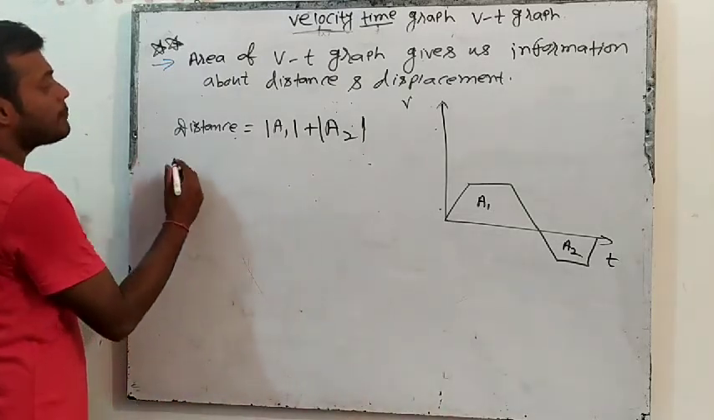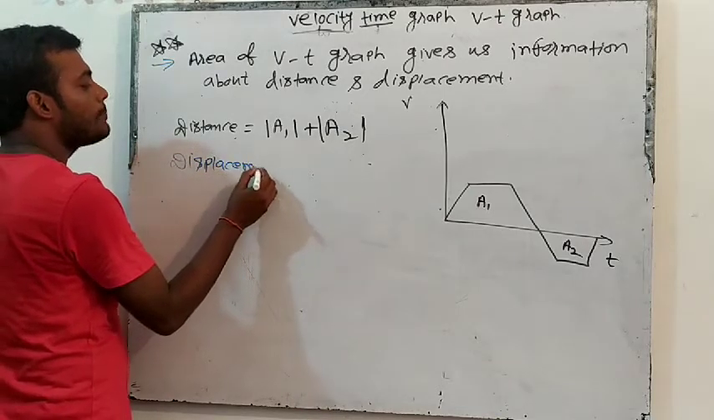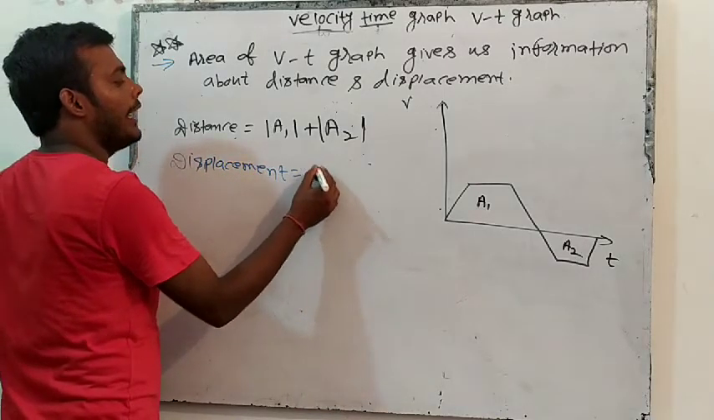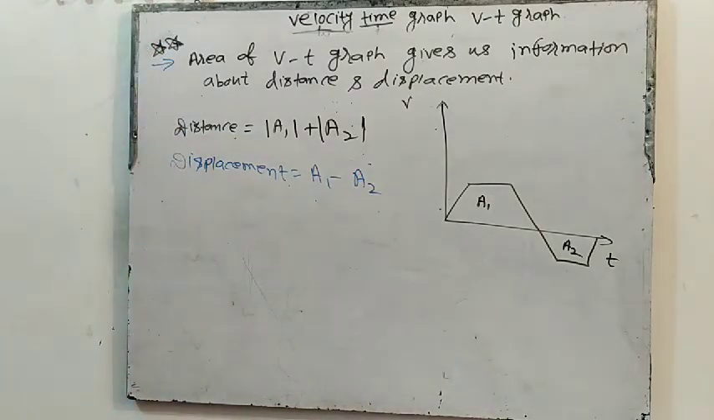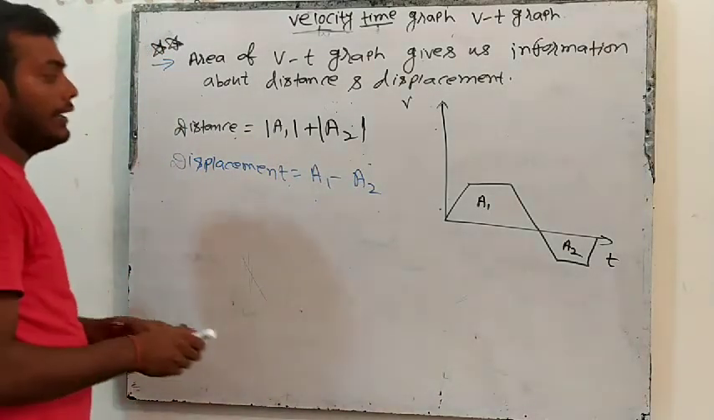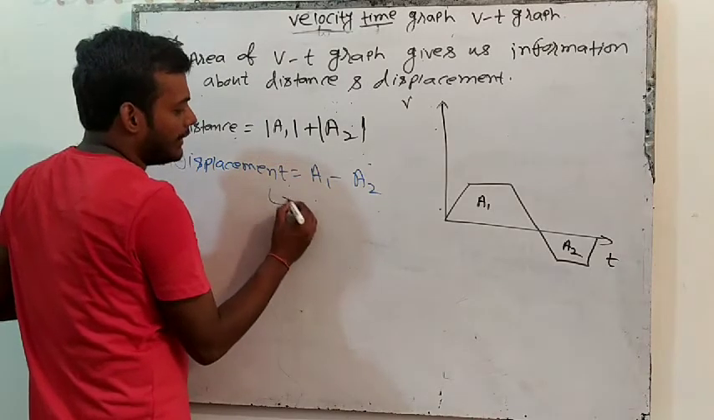But if you find displacement, displacement will be A1 minus A2. That means you have to take area with sign. You have to put area with sign. Use sign convention. Here you have to use it in finding displacement.